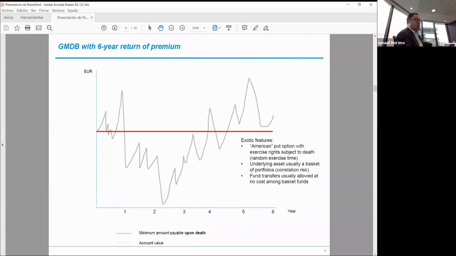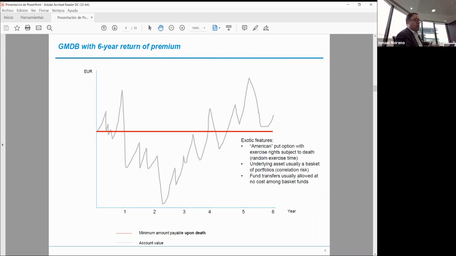Now, the underlying asset is usually a basket of portfolios. So you would normally have 3 portfolios. For instance, one would invest 50% in equities, the other 60, the other 70. So there's, as you know, all the exoticities associated to the fact that it is a portfolio, not a single instrument, that we are valuing the option on. So there are correlations involved, etc.